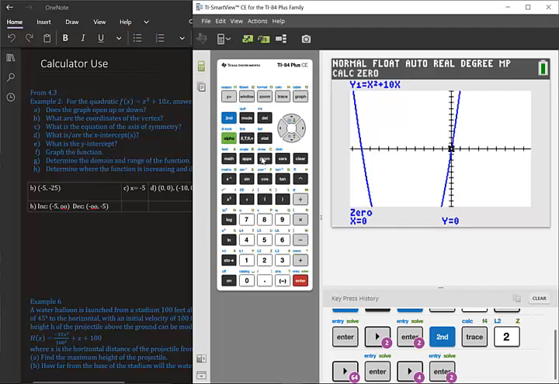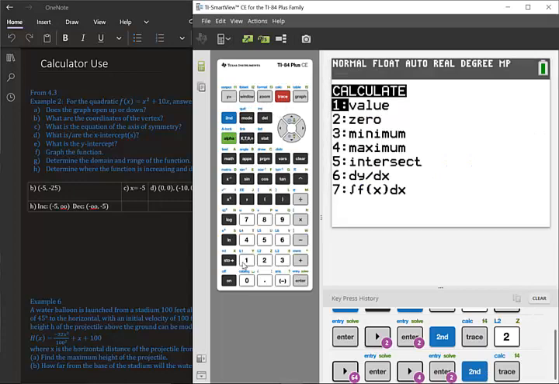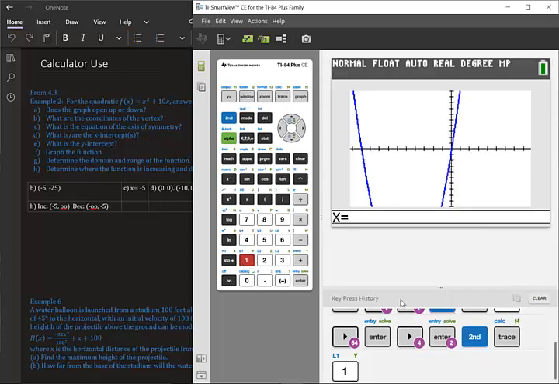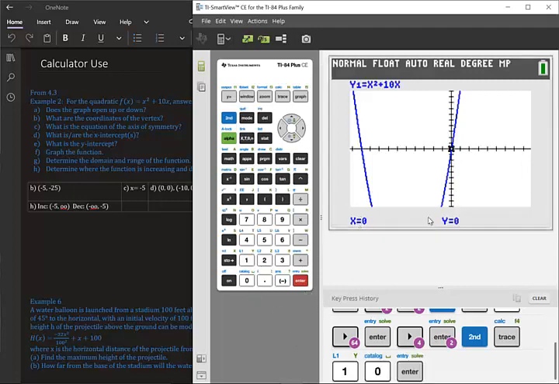To find the y-intercept, press second trace, number 1. And for the y-intercept, what do we make 0? We make x 0. So press 0, and you hit enter. And we get 0, 0. That's also our y-intercept.